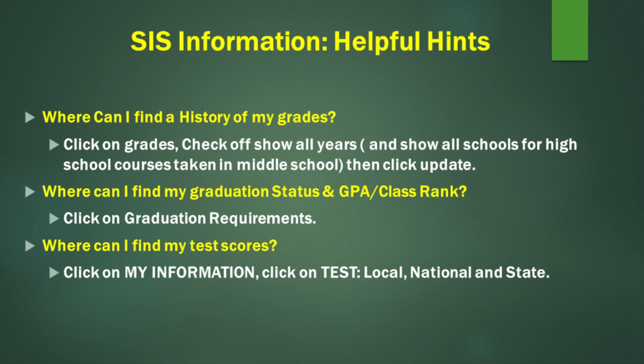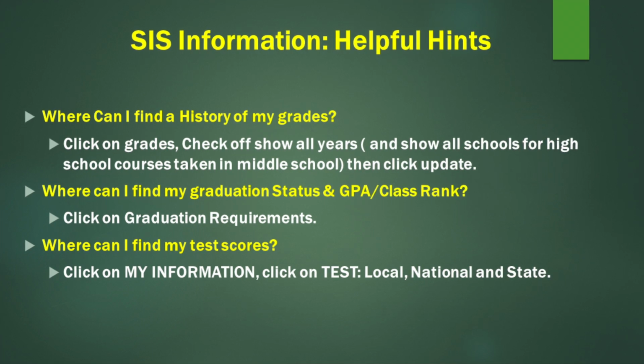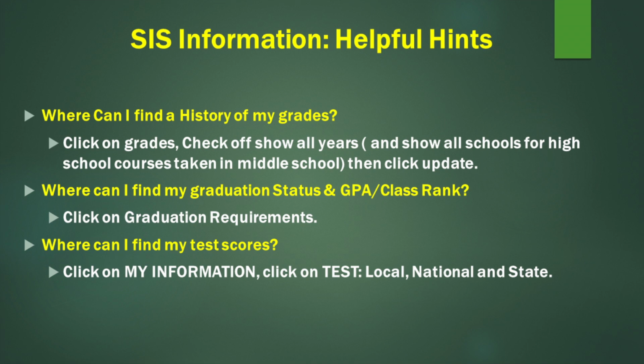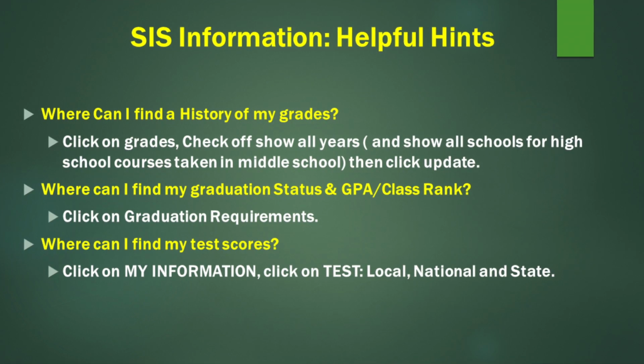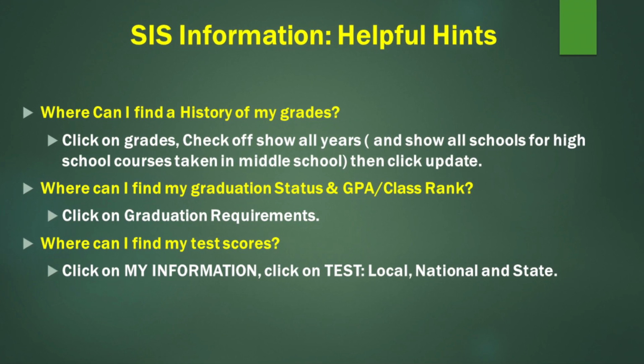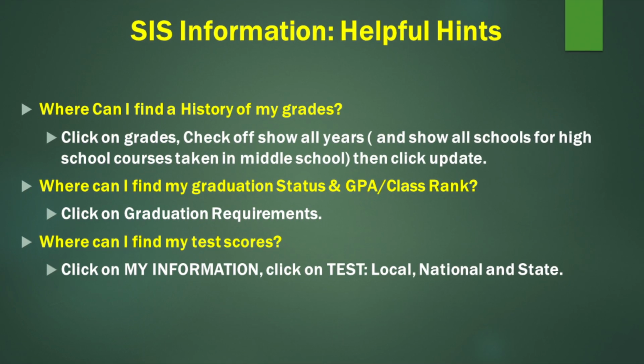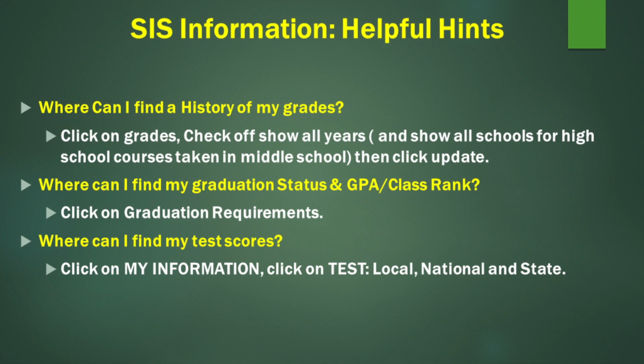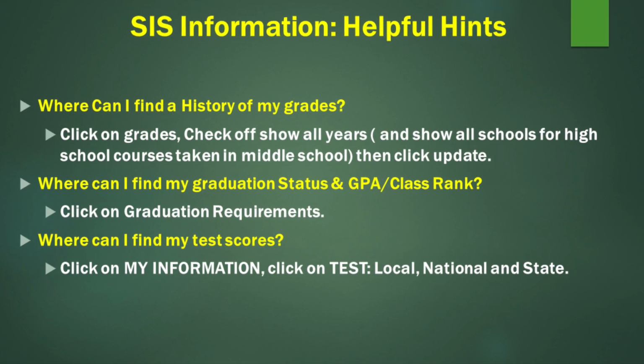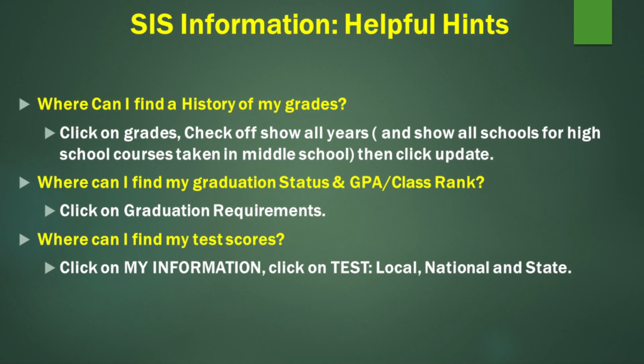It's important you check your course history on SIS to gain a better understanding of the courses you have taken and the credits you have earned. If you would like to view your course history in SIS, you would log on and click on Grades. If you completed courses in middle school for high school credit, you would then click Show All Schools for high school courses taken in middle school and then click Update.